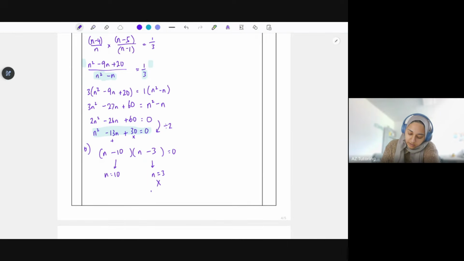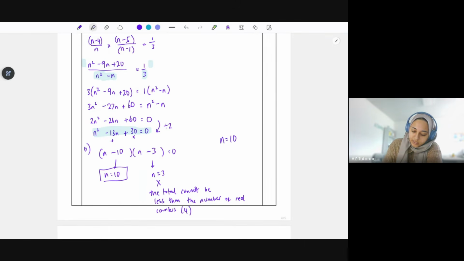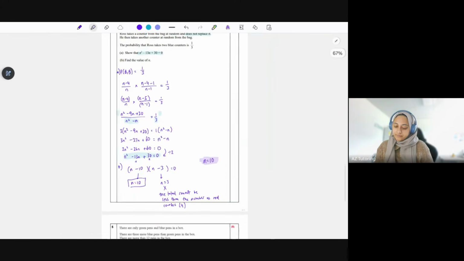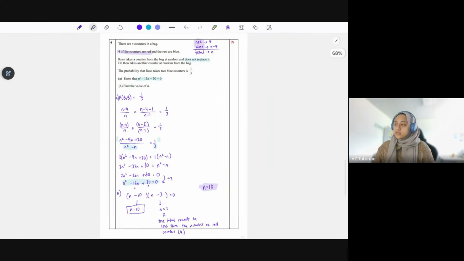So we say the total cannot be less than the number of red counters, which was 4. So therefore, n equals 10. That's our final answer. So that was for 7 marks. Okay, we've got one more question to do.